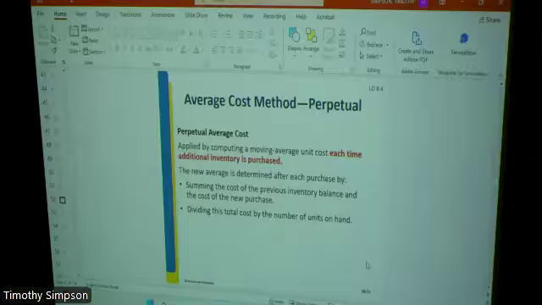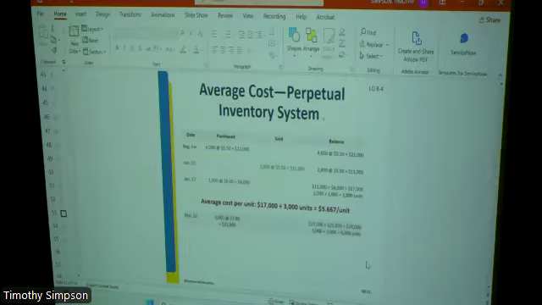So the new average is determined after each purchase, using the average purchase method here. We're going to sum all the previous inventory and the cost of the new purchase, and divide it by the number of units on hand. That's going to give us the average unit cost. Well, that's kind of redundant. The average cost of inventory.